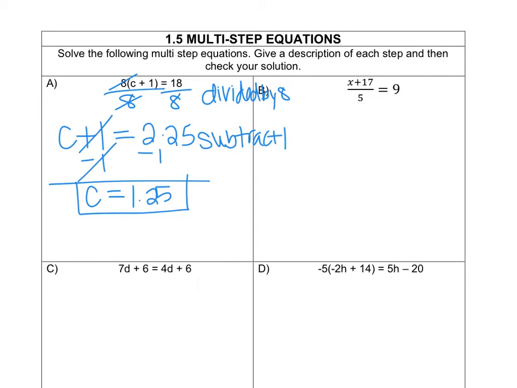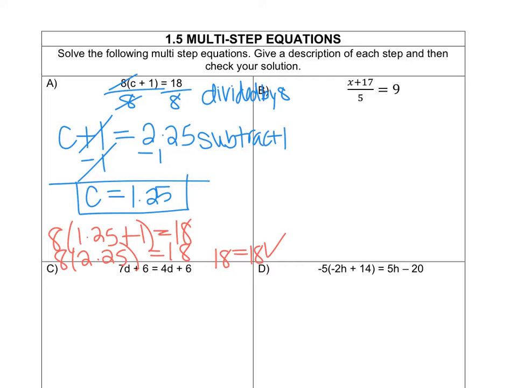Okay, now let's plug in our answer and make sure that it makes sense. So I'm going to plug in 1.25 in place of the C and make sure that we did our problem correctly. Alright. 1.25 plus 1 would be 2.25. And then I would have 8 times 2.25, which just so happens to be 18. So we would get 18 equals 18. Sorry, I wrote way too big, so I got out of the box a little bit.